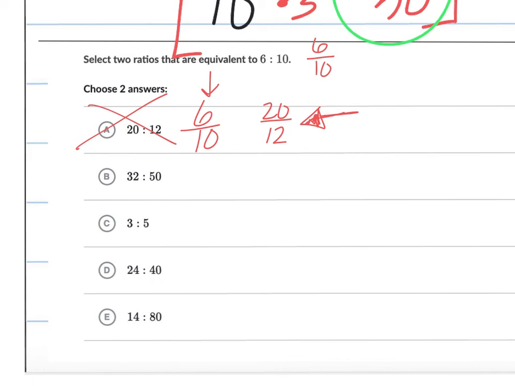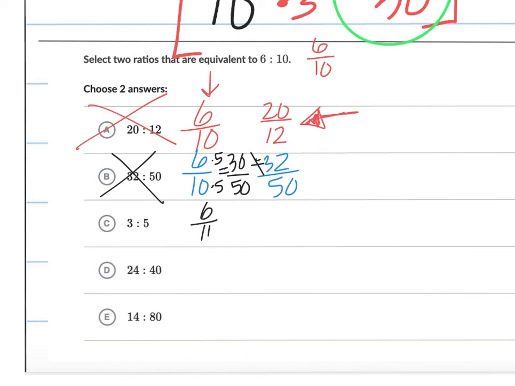Secondly, I go to 32 to 50. So is 6 to 10 equivalent to 32 to 50? I know that 10 can go into 50. So I'm going to multiply both of my numbers in my 6 to 10 to make it out of 50. So 6 to 10 is the same as 30 to 50. But I can see that 30 and 32 are not equal, so we know that that's not equivalent.